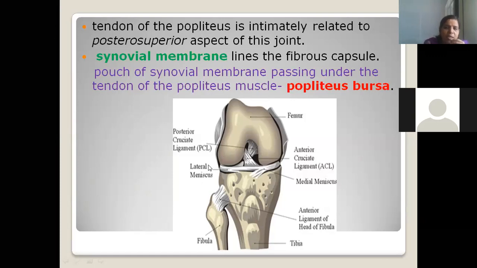Like any other joint, here also inside the fibrous capsule, you will see synovial membrane. Okay, in order to give some lubrication, at the popliteus muscle there will be a bursa. Okay, an outpouching of the synovial membrane under the tendon of popliteus muscle. You call it popliteal bursa. Okay, under the tendon of popliteus, we have the popliteal bursa.